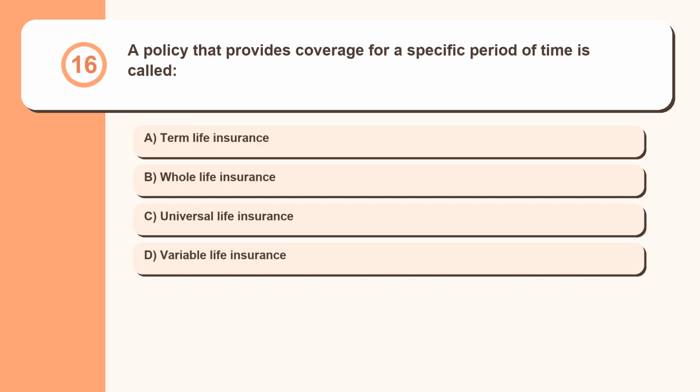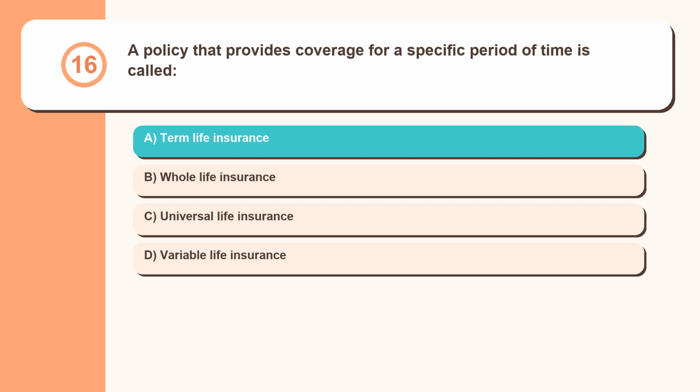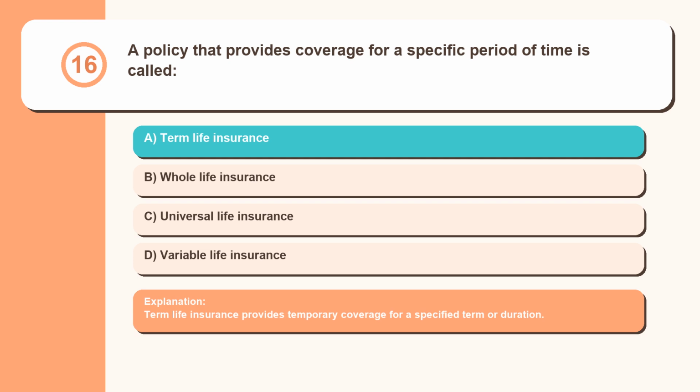Question 16. A policy that provides coverage for a specific period of time is called term life insurance, whole life insurance, universal life insurance, variable life insurance. Term life insurance provides temporary coverage for a specified term or duration.